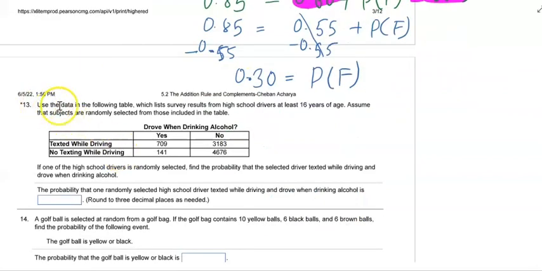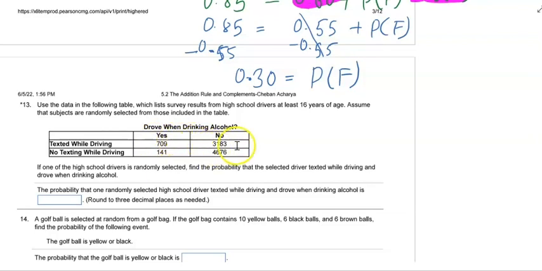Question number 13. Use the data in the following table, which lists the survey results from high school drivers at least 16 years of age. Here there's a row for texted while driving, no texting while driving, and a column for drove when drinking alcohol, yes, and drove while drinking alcohol, no. To find the probability, you have to find out how many people are in the survey. Let's find how many texted while driving.